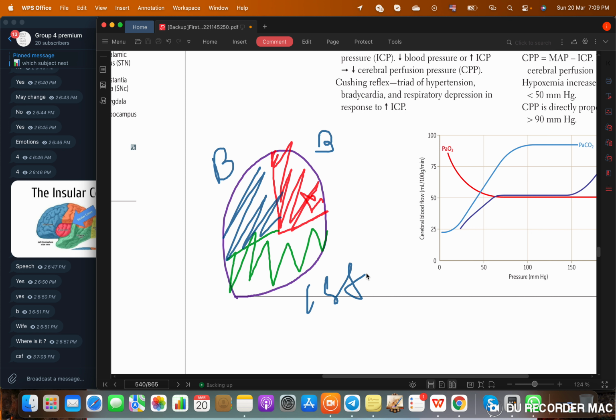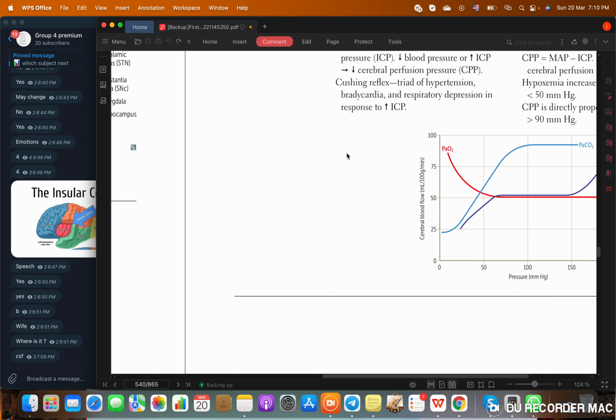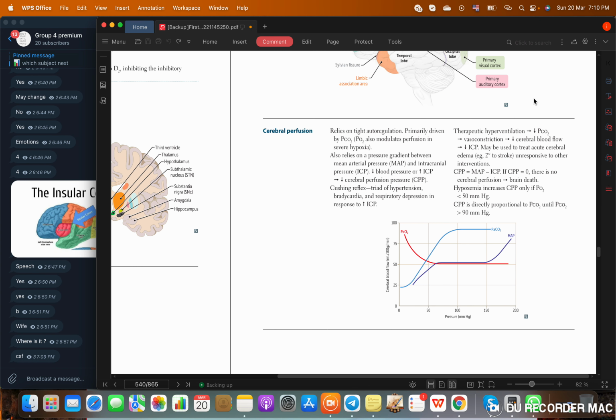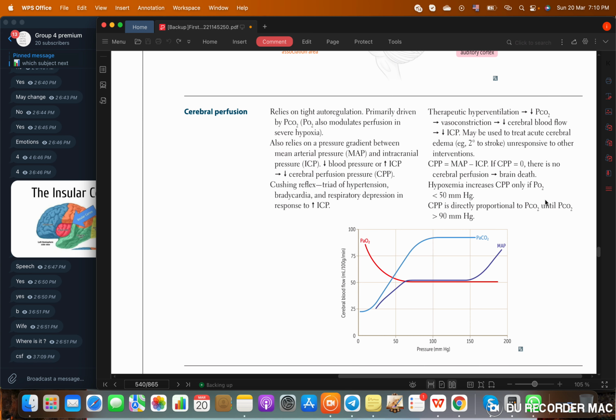The idea is like this. If you increase one of these, what will happen to the other two? They are going to get compressed. Why? Because the skull is sealed. It's a closed organ. It does not have movement between two chambers. So it's a closed compartment. That's what I want to reach.